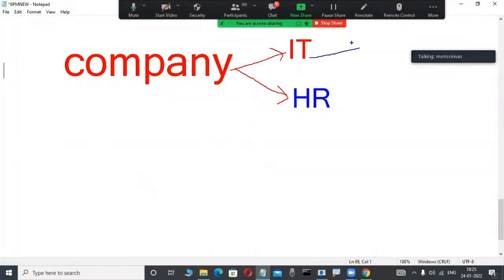Suppose your son is joining a company, he is also working in the IT department. In this IT department, 3 employees are working, for example. Again, in the HR department, 1 employee is working. This is a small scenario. In a company, an IT department and an HR department are there. One company, 2 departments. In the IT department, 3 employees are working, and in the HR department, 1 employee is working.